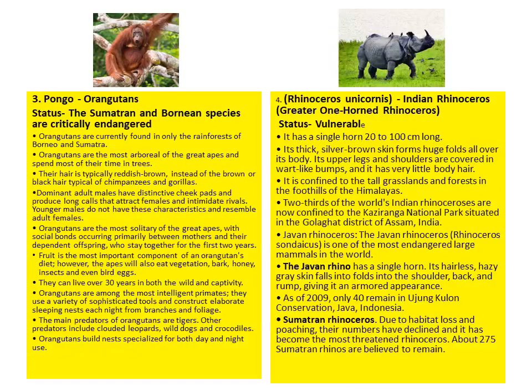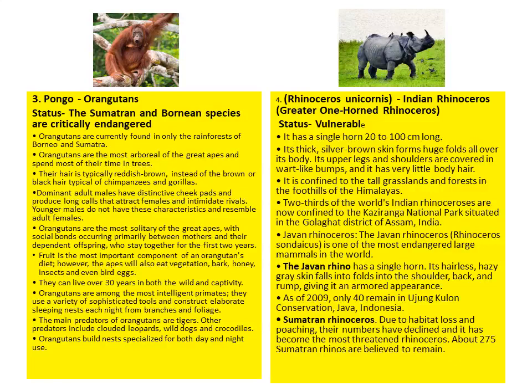Next individual is the orangutan, with reddish brown fur, very important apes, present in the rainforests of Borneo as well as Sumatra. Arboreal. Dominant adult males have distinct cheek pads and produce long calls to attract the female, which is not so present in the younger males. Mostly they are solitary great apes, with social bonds primarily between mother and the dependent offspring.